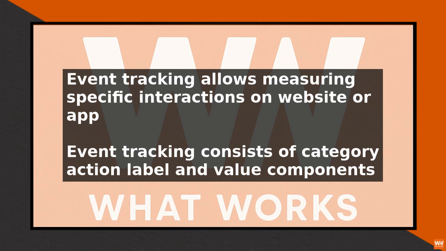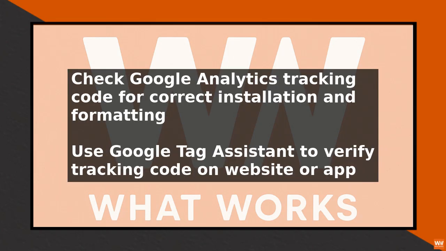First, let's start with the basics. Event tracking in Google Analytics consists of four main components: category, action, label, and value. The category is the type of event. The action is the specific event. The label is additional information about the event. And the value is a numerical value associated with the event.